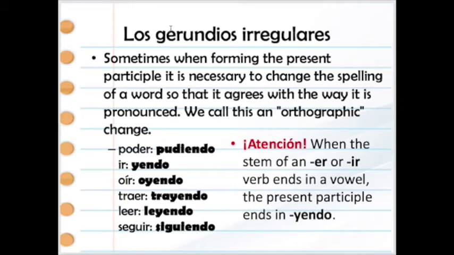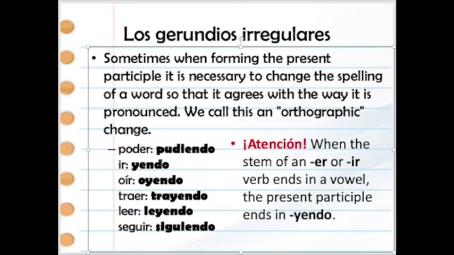Sometimes when forming the present participle, it's necessary to change the spelling of a word so that it agrees with the way it's pronounced. We call this an orthographic change. These are literally just spelling changes, right? So for example, we have poder, which becomes pudiendo. That means to be able to or can. Ir, that means to go, becomes yendo because we don't want to have just an I and an I together, right? If I left the I on and just added an I to it, it would be two I's. So we want to change it to a Y.